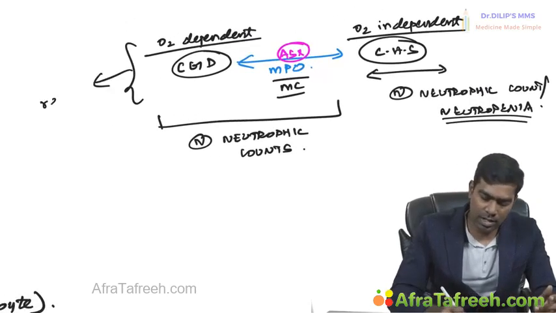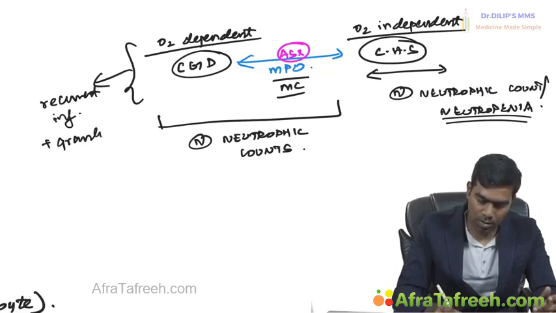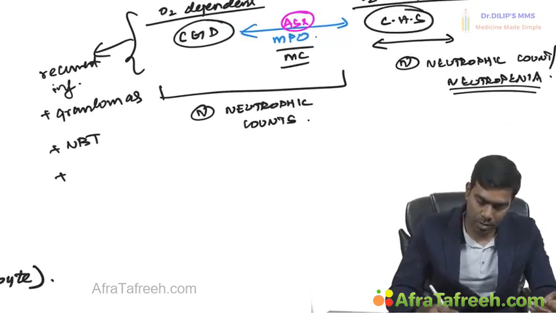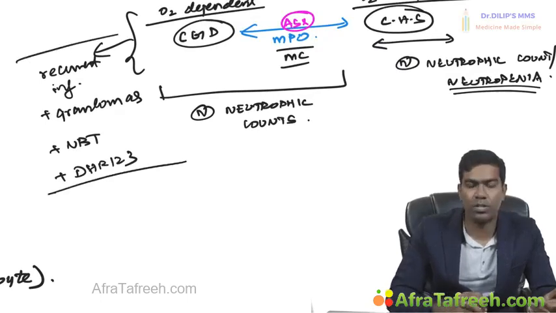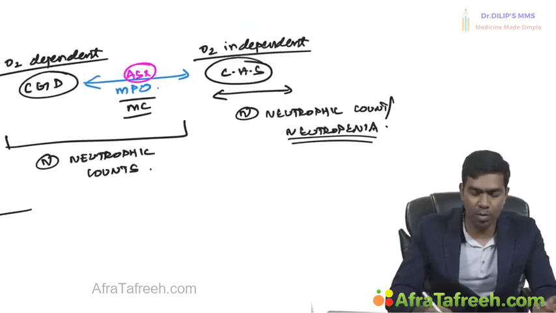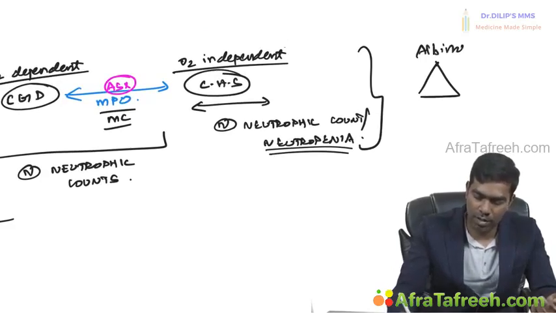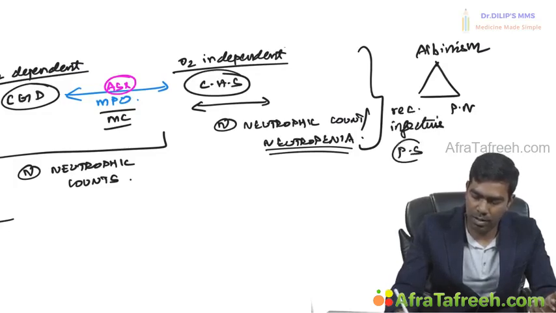And here in CGD, the patient will have recurrent infections plus formation of granulomas, and a positive NBT test and positive DHR assay, the dihydrorhodamine 123 assay. So this is what is going to happen. Whereas in MPO deficiency, the patient will be asymptomatic, I told you already. But in Chediak-Higashi syndrome, you will get the characteristic triad of albinism, peripheral neuropathy, and recurrent bacterial and fungal infections as well. And in the peripheral smear, you will see giant azurophilic granules.